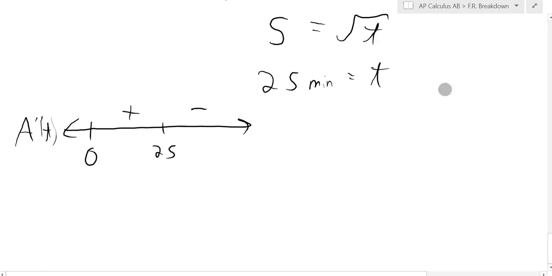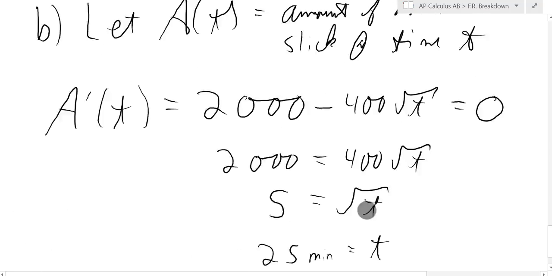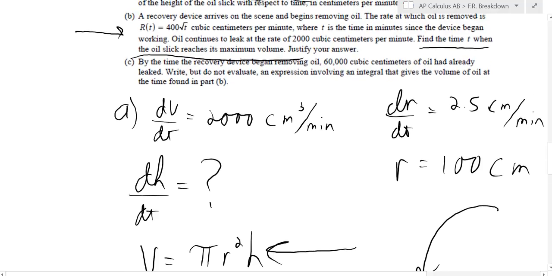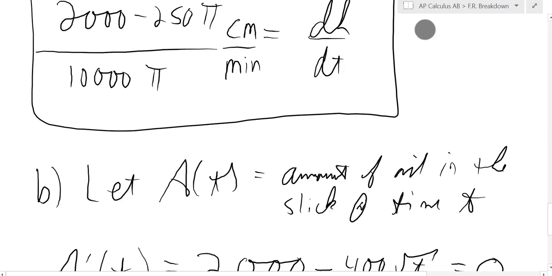So what does that mean the oil is doing, starting out at 0? The amount of oil is increasing all the way until 25 minutes, and then starts to decrease. So without knowing how much oil there actually is, we still know the maximum happens at 25 minutes. And then we just have to write a sentence explaining what we did so we get full credit for this question. It says, find the time when it reaches the max, justify your answer. Cool?